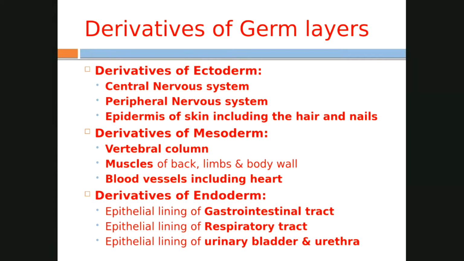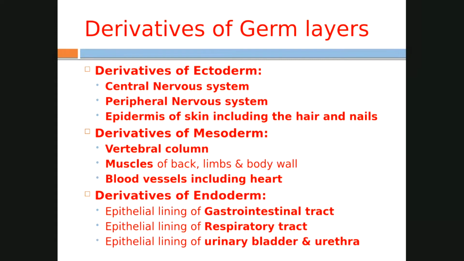Nervous system, central nervous system, peripheral nervous system, and epidermis of the skin and the hair and the nail. So these are the structures which come out from the ectoderm. Ectoderm gives rise to the central nervous system, peripheral nervous system, and epidermis of the skin, which includes the hair and the nail also. So these are the derivatives of ectoderm.